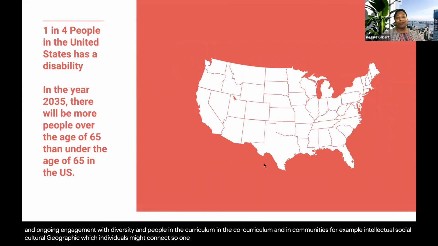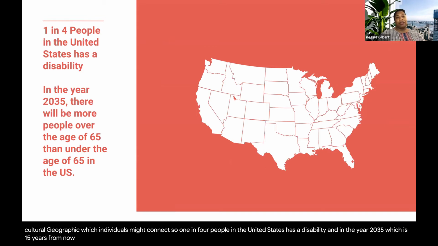So 1 in 4 people in the United States has a disability. And in the year 2035, which is 15 years from now, there will be more people over the age of 65 than under the age of 65.